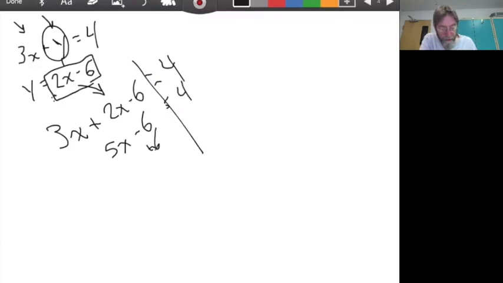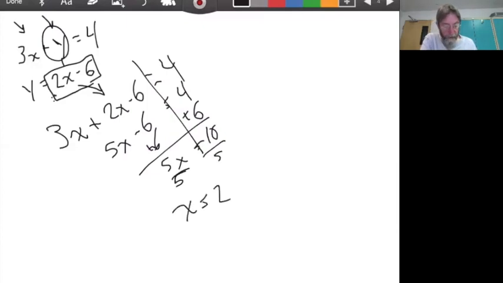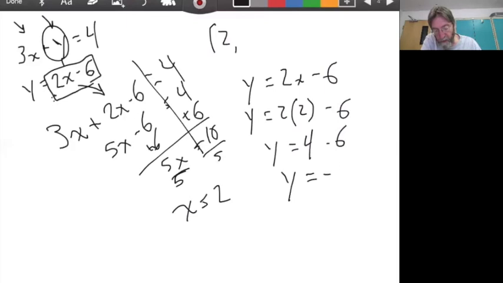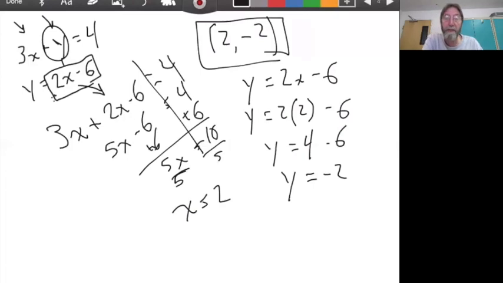We add 6. We get 5x equals 10. Divide by 5. We get x is equal to 2. Want to find out what y is? Plug it in. Let's take one of those. y equals 2x minus 6. I'm going to plug in a 2 for x. So we get y is equal to 4 minus 6, which means y is equal to negative 2. The solution to our system is (2, negative 2).